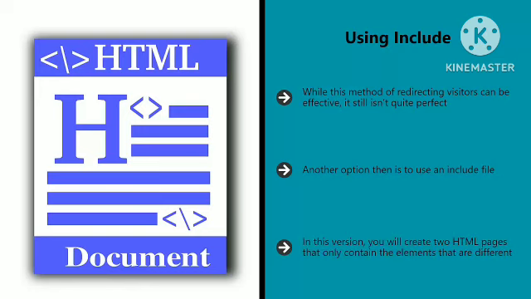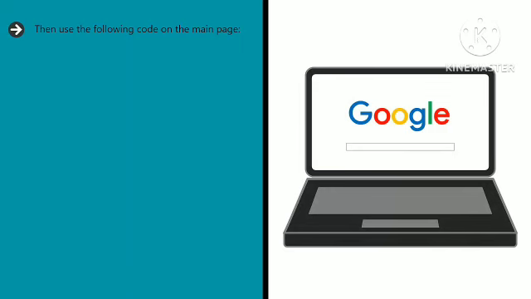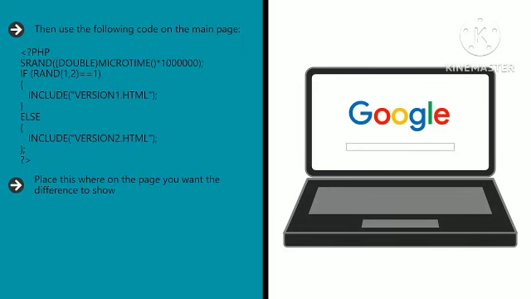In this version, you will create two HTML pages that only contain the elements that are different. This works particularly well if you are changing something about the text, for instance. Save these as version 1.html and version 2.html. Then use the following code on the main page. Place this where on your page you want the difference to show. Of course, this becomes a little harder to track, and it won't be suitable for every single option. But you can always create two full-page include files and have them load instead.